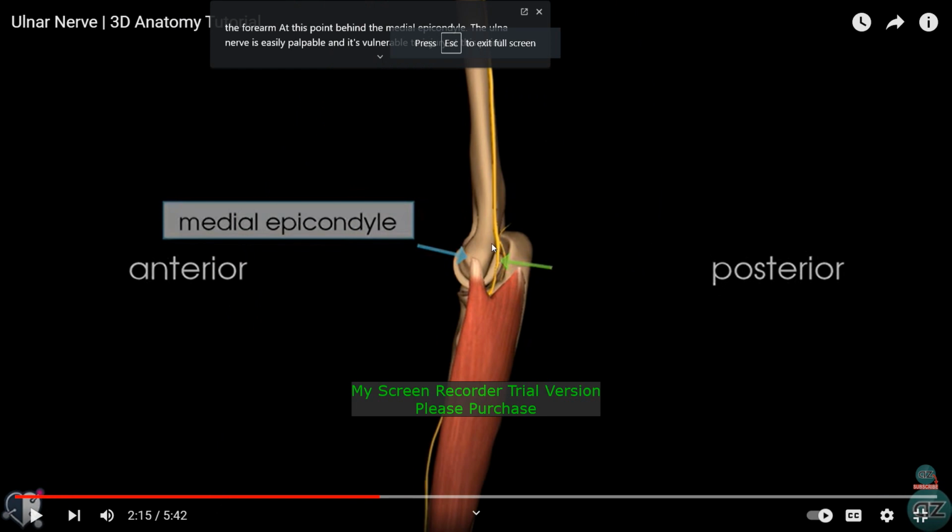It descends down behind the medial epicondyle of the humerus. At this point, the ulnar nerve can be palpated. You can see it from the posterior side, not from the anterior side. So at this point, it can be palpated.